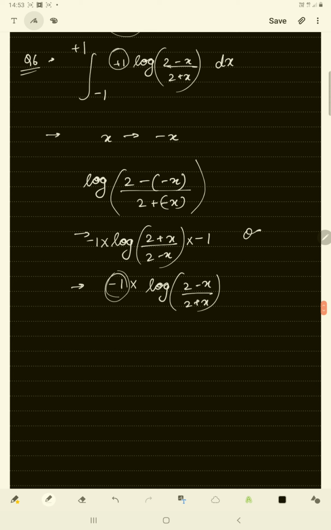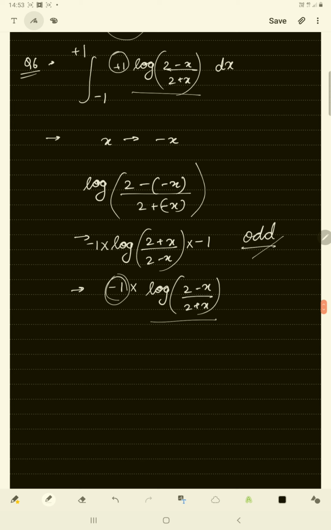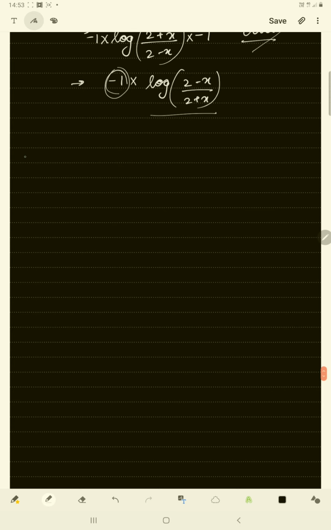So this is an odd function. If we get the two functions exactly similar, then we can say that the functions are even. But if the functions differ by a negative sign, they are odd functions. So I have cleared what the odd and even functions are. So this is an odd function, so we can directly write it as 0. No further questions on it. Directly writing 0.